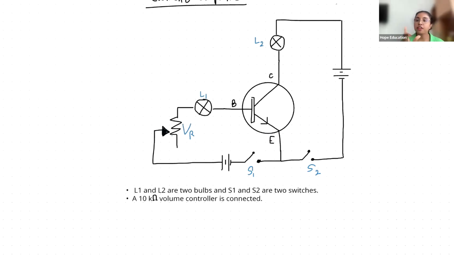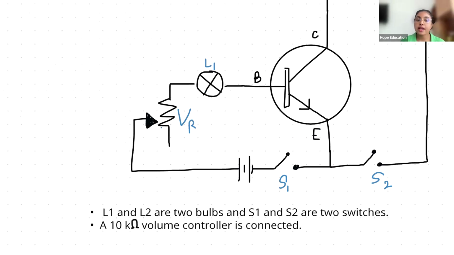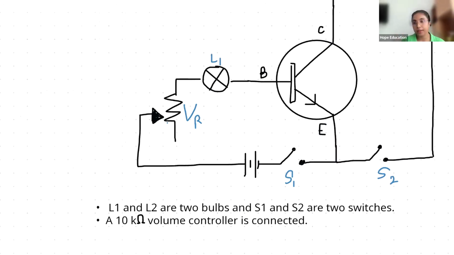First let's discuss these different components. Let's talk about this VR. VR is actually a volume controller. Right? A volume control is a variable resistor.